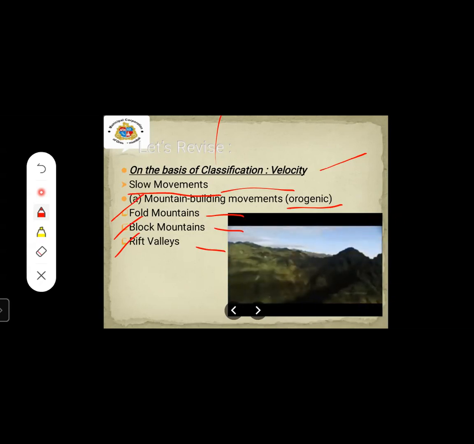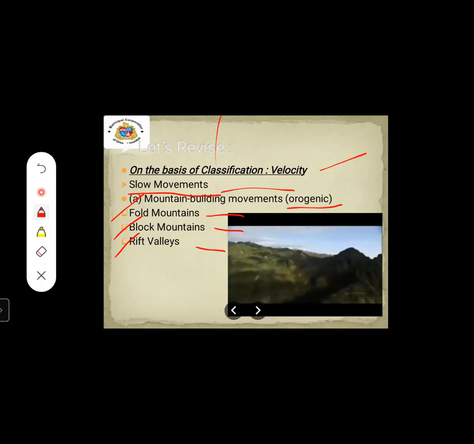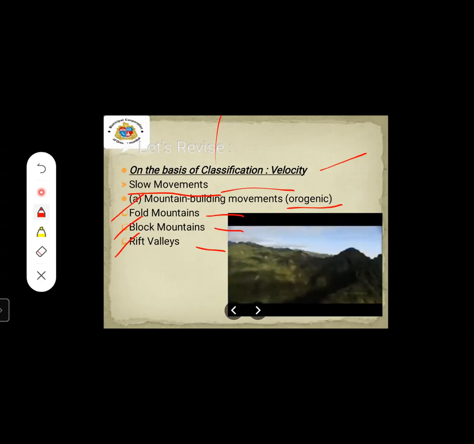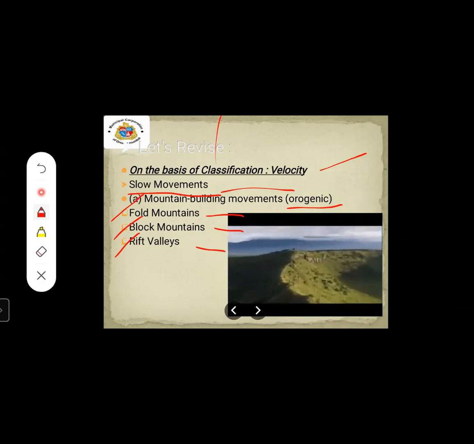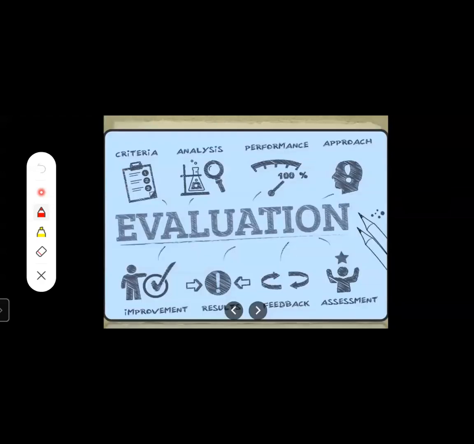In the block mountain we have studied about the faults also, and the Rift Valley. When the tension increases and a fracture is developed in the rock, this leads to the formation of faults. And the portion which slides down, that is the Rift Valley.